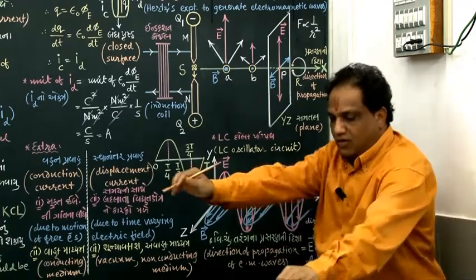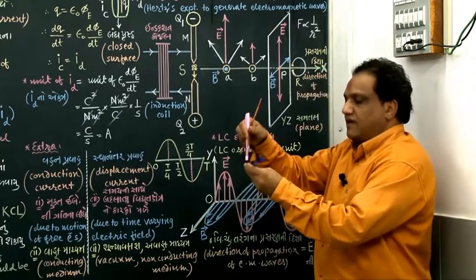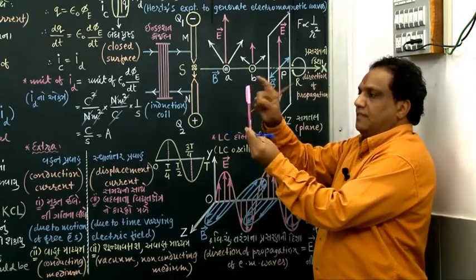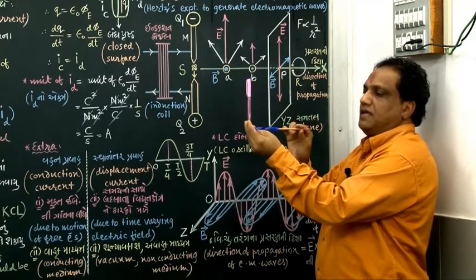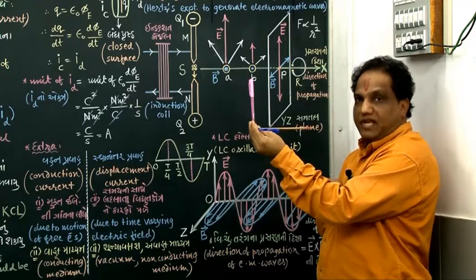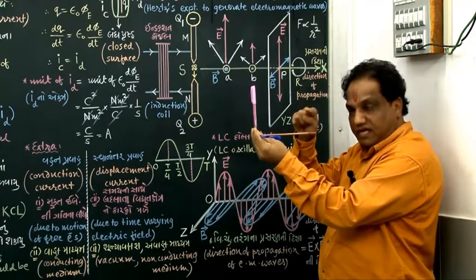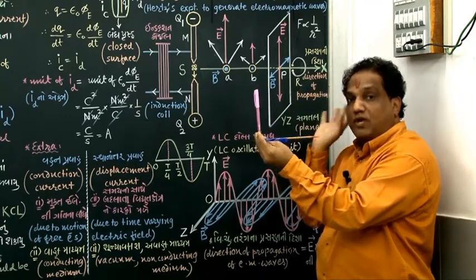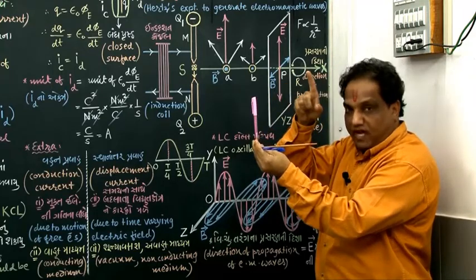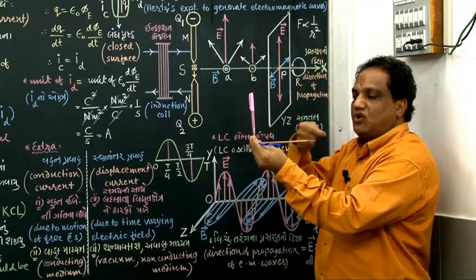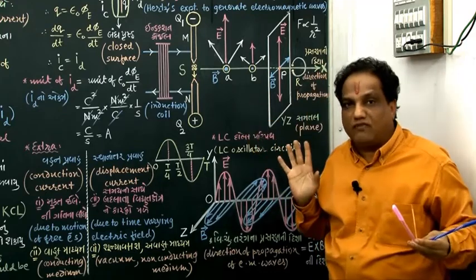Look at this diagram now. See, this is vector E, suppose. This is vector E, this is vector B, and this is the direction of propagation, correct? Any two of these three remain mutually perpendicular, and the direction of vector E cross vector B at any point of time must be in the direction of propagation of the electromagnetic wave.